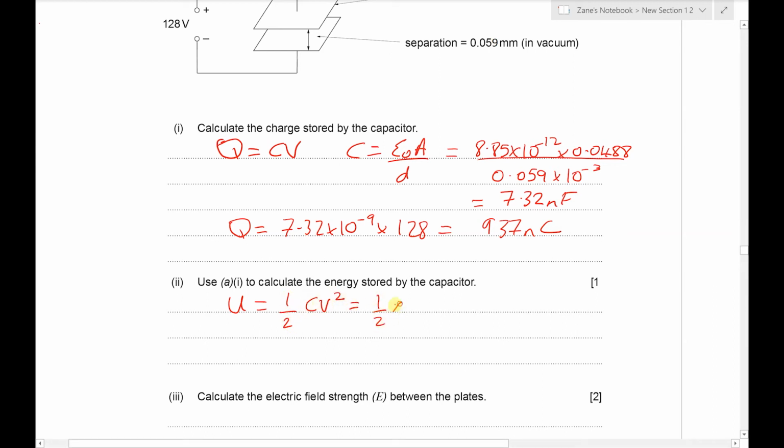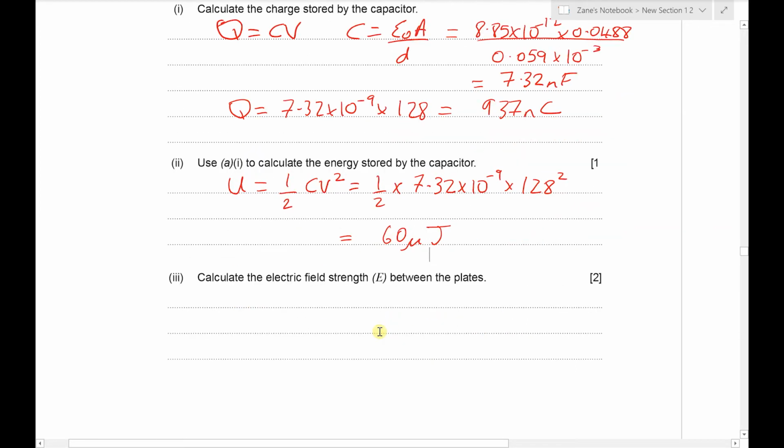So we've got half times the capacitance of 7.32 times 10 to the minus 9 times V squared, where V is 128. So let's put those into the calculator. And that will give us very close to 6 times 10 to the minus 5. So let's call it 60 microjoules, 59.97 and so on. So near enough 60 microjoules.